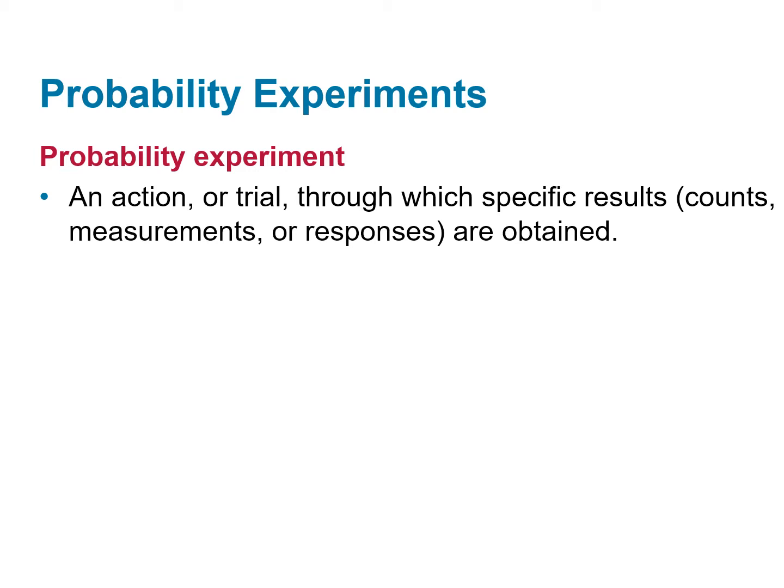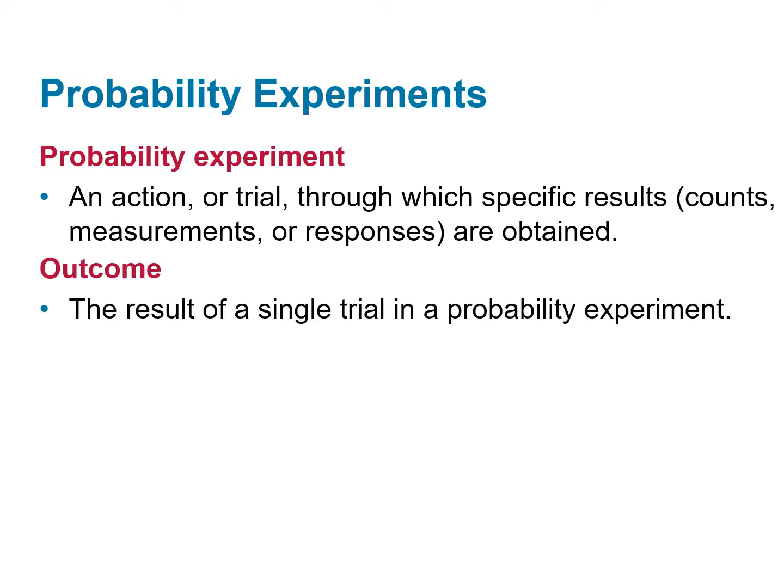A probability experiment is an action or trial through which specific results are obtained. The second term is outcome, which is basically the result of a single trial in a probability experiment.